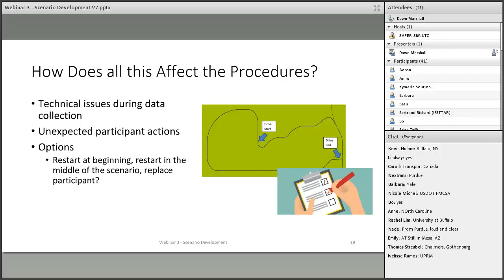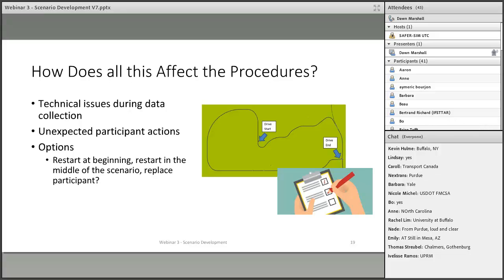So we're drawing close to the end, but I do want to talk about how all of these things affect your procedures. If there are technical issues during your data collection, what are you going to do? And the unexpected participant actions. What is the researcher going to do? And there are lots of options. You can have them restart from the beginning. You can have them restart in the middle. You can just decide to tell them everything's over and replace that participant.